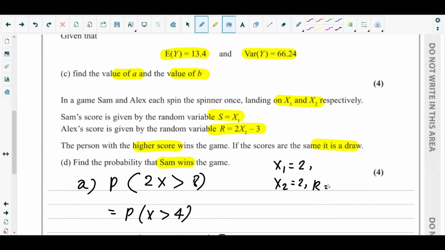R would be 2 times 2, that is 4, minus 3, that is 1. That means Alex's score is greater than what? Sam's score is greater than Alex's, so Sam will win. So this is acceptable, right?